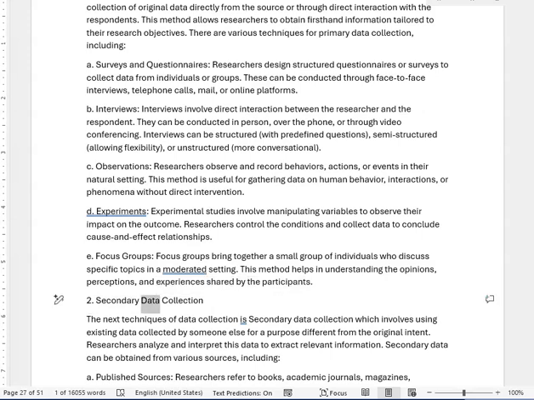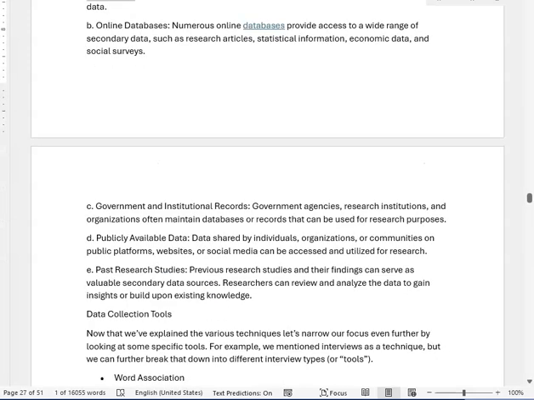2. Secondary data collection. The next technique of data collection is secondary data collection, which involves using existing data collected by someone else for a purpose different from the original intent. Researchers analyze and interpret this data to extract relevant information. Secondary data can be obtained from various sources, including A. Published sources. Researchers refer to books, academic journals, magazines, newspapers, government reports, and other published materials that contain relevant data.